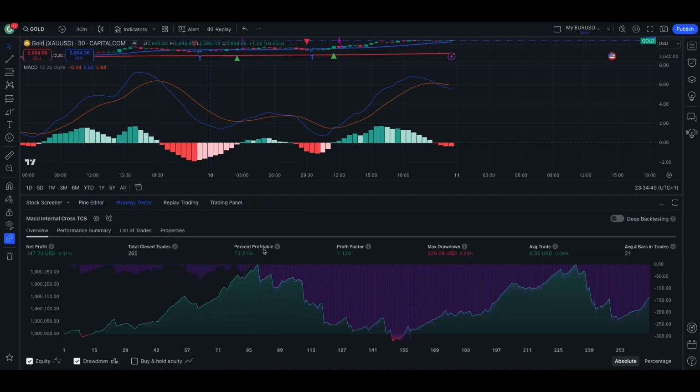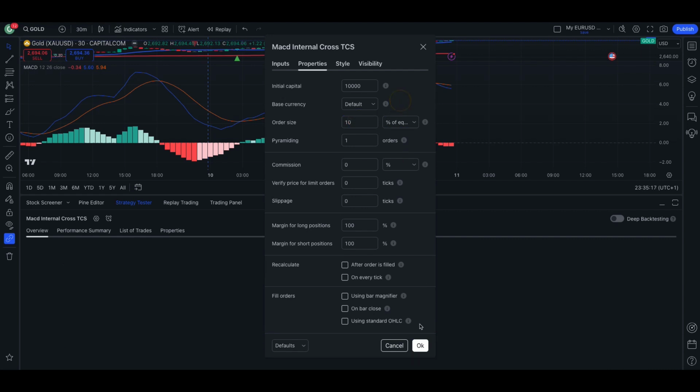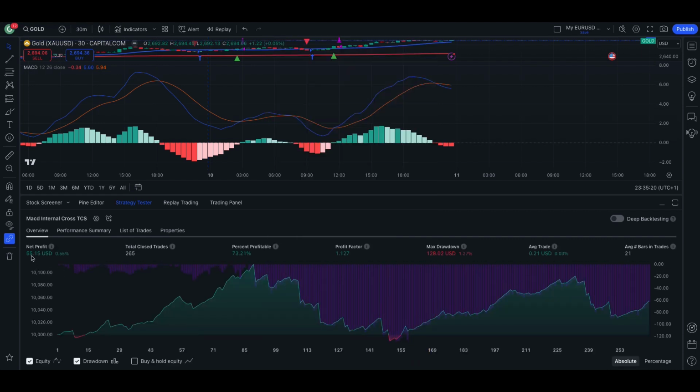Okay, it's not very bad, but it's way lower. It's 73% profitable. Yes, but you can see it went up a lot, came down, then started going up. But let's check. So we are back to this, right? So let's move this to 100,000. Then equity 10%. Let's see, 55%.